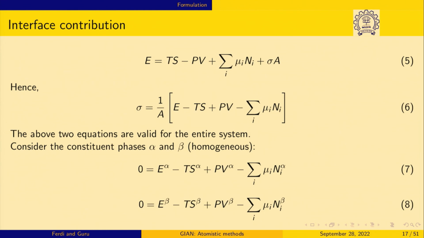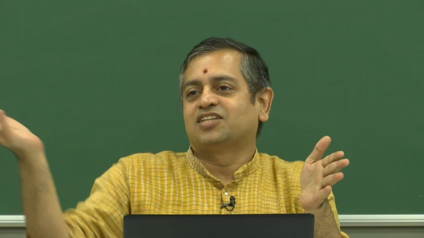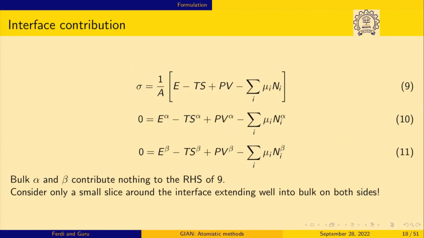If this is the expression and if alpha and beta contributions become 0, you can already see I do not have to define an interface as a region of definite width, right. I can go from one bulk to the other bulk; wherever it is bulk it is 0, and wherever it is not bulk only then you will get a contribution, as long as you are dealing with the Gibbs free energy. Okay. So, that is the important idea that Cahn brought to this formulation. Okay. So, bulk contributes nothing.